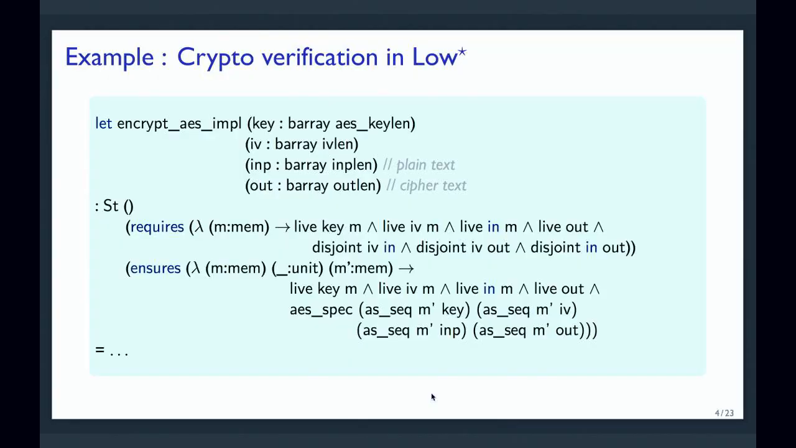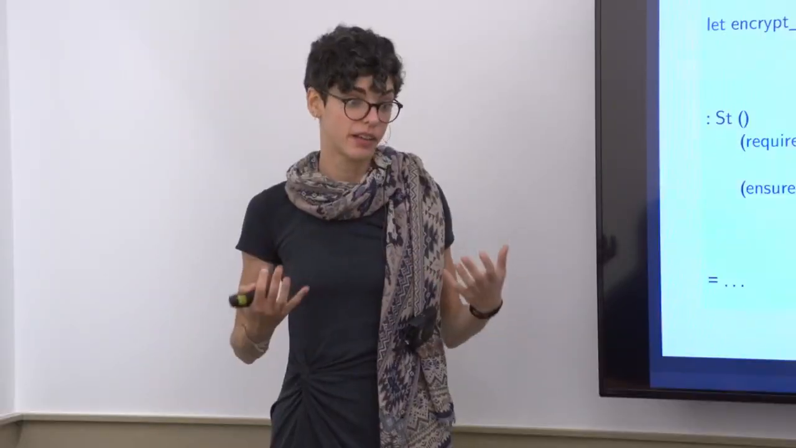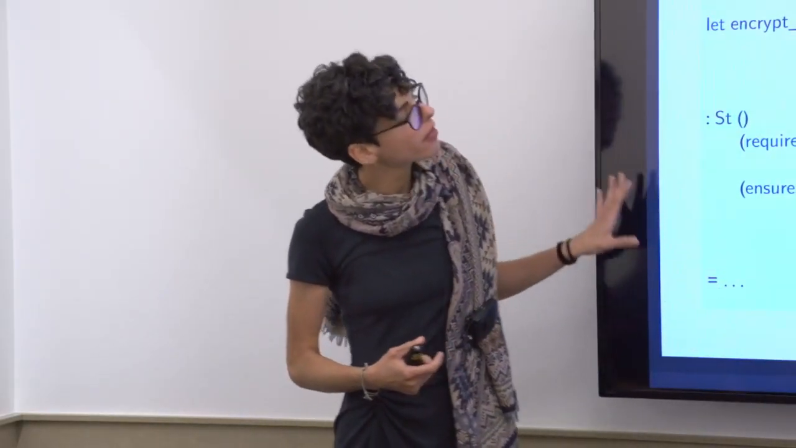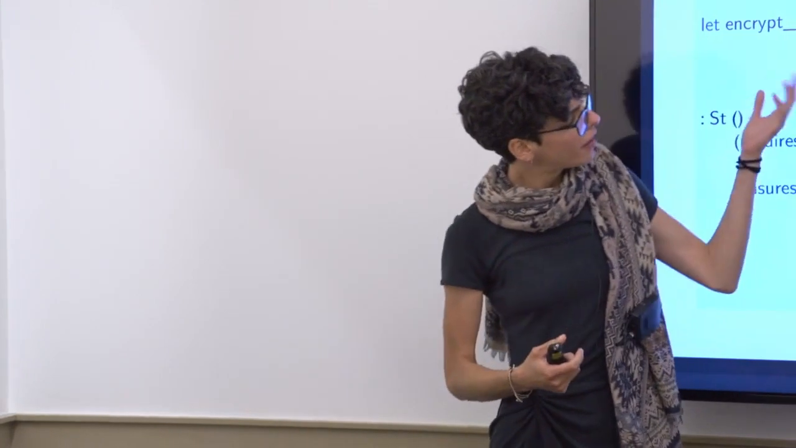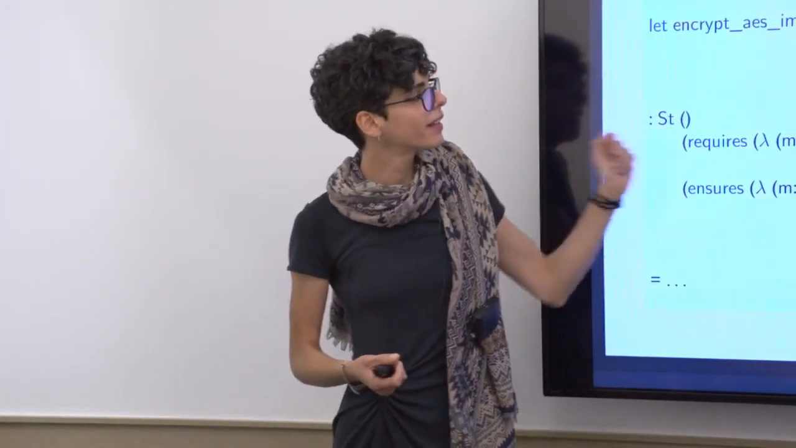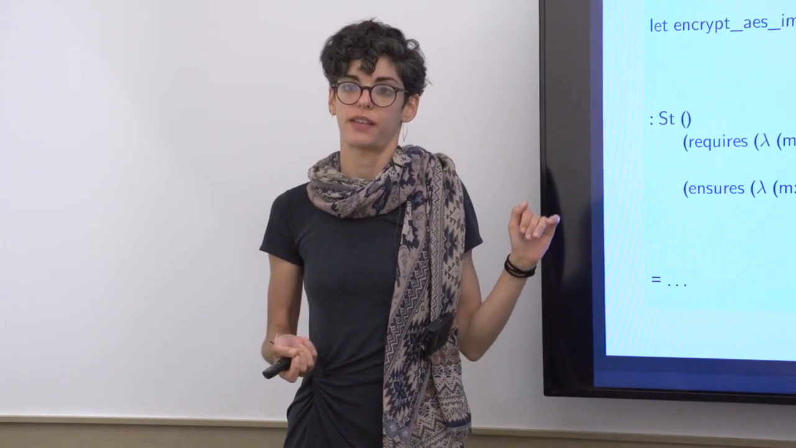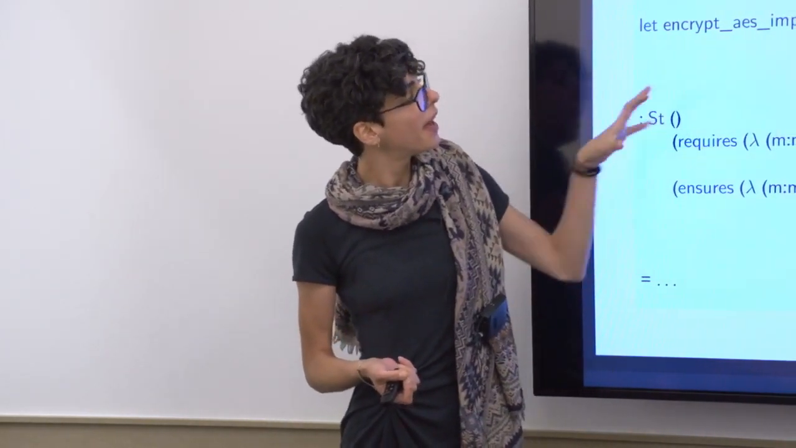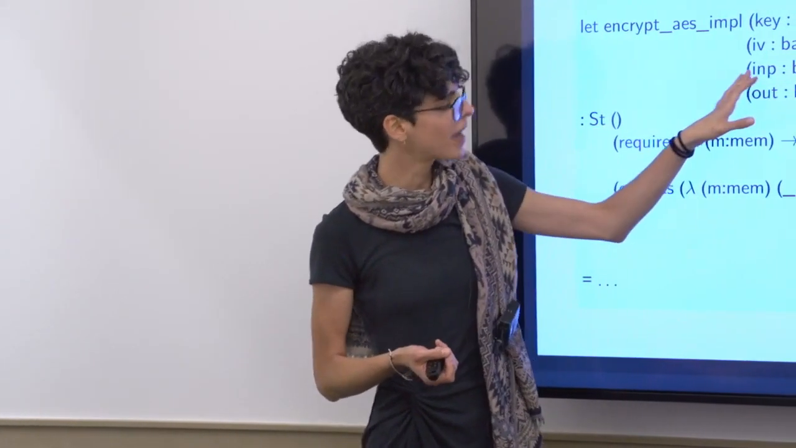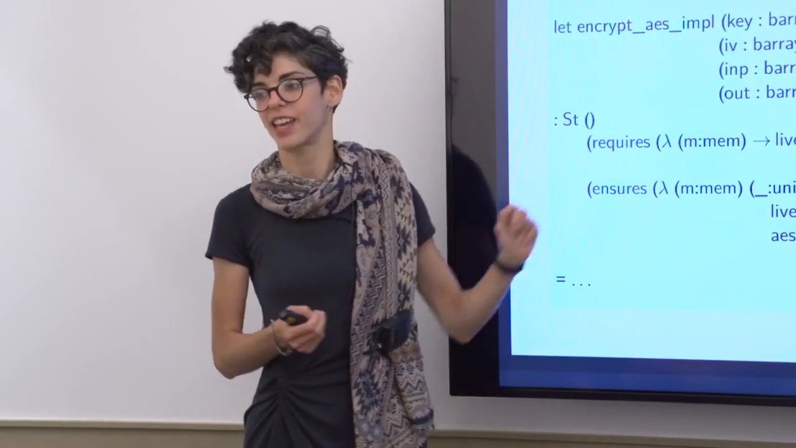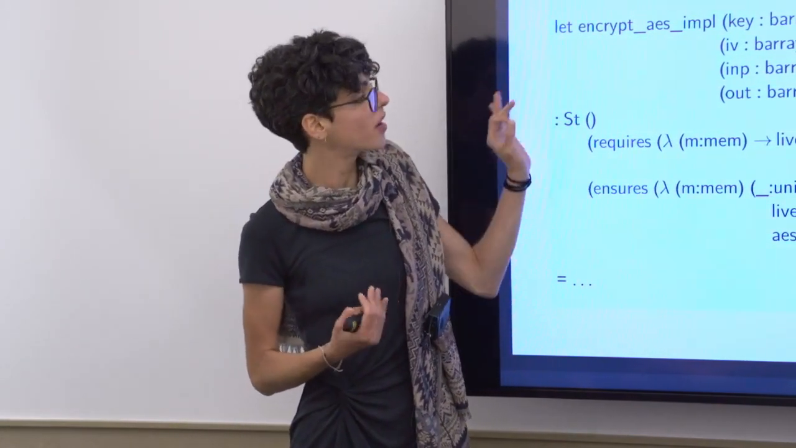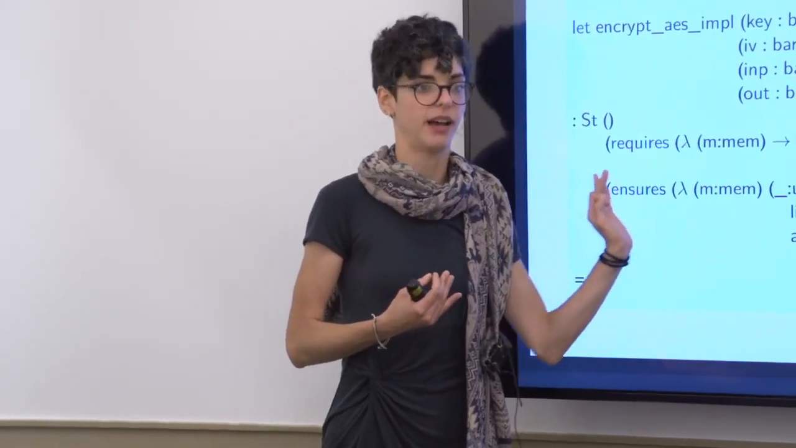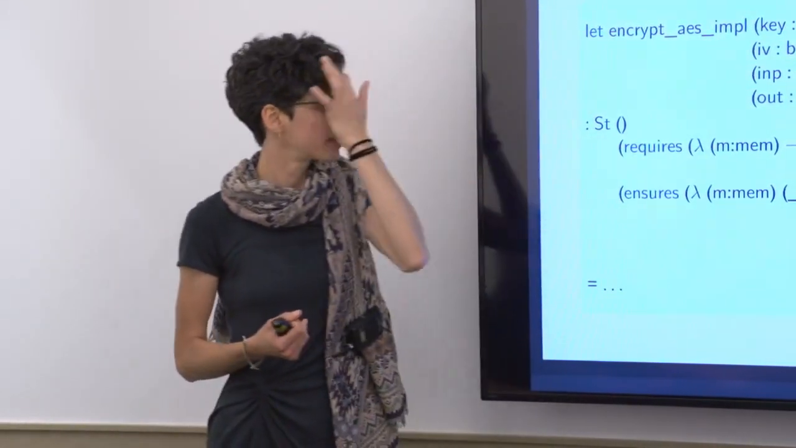So here is an example of a very common style in Low-star. Assume that we want to write an implementation of the AES encryption algorithm. So this is how the program would look. We have a few parameters. We have the key, we have the initial vector, we have the input, which is the plaintext, and we have the output, which is the buffer where the program will write the encrypted plaintext, that is the ciphertext.